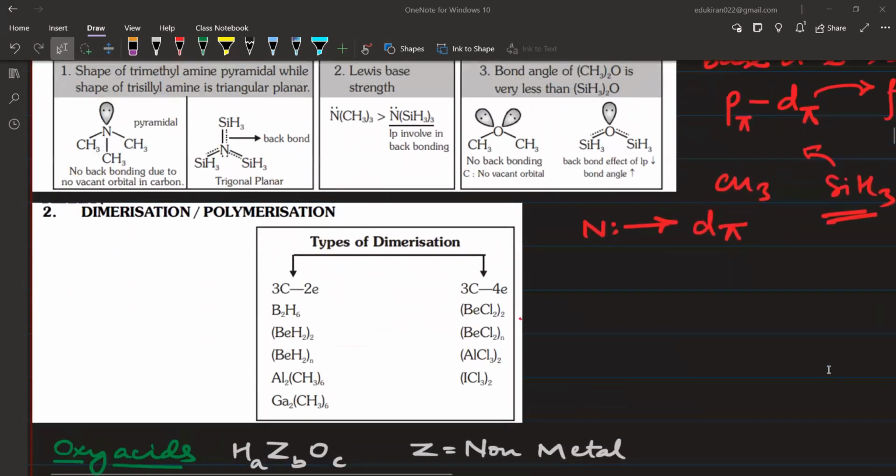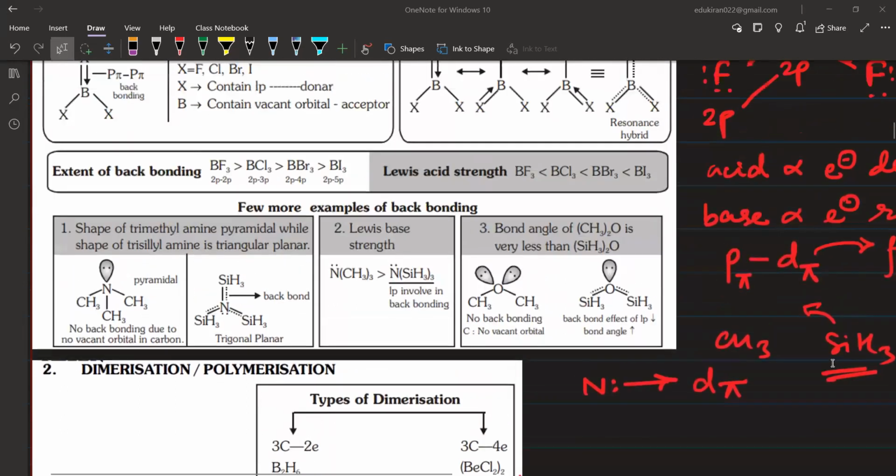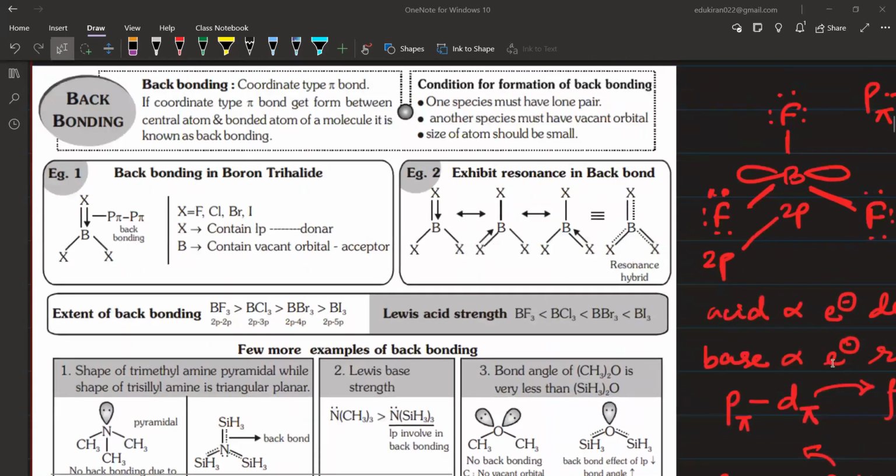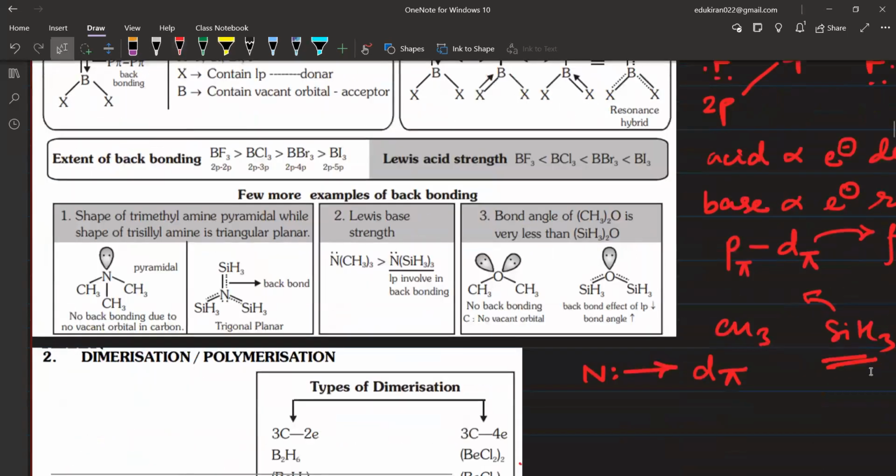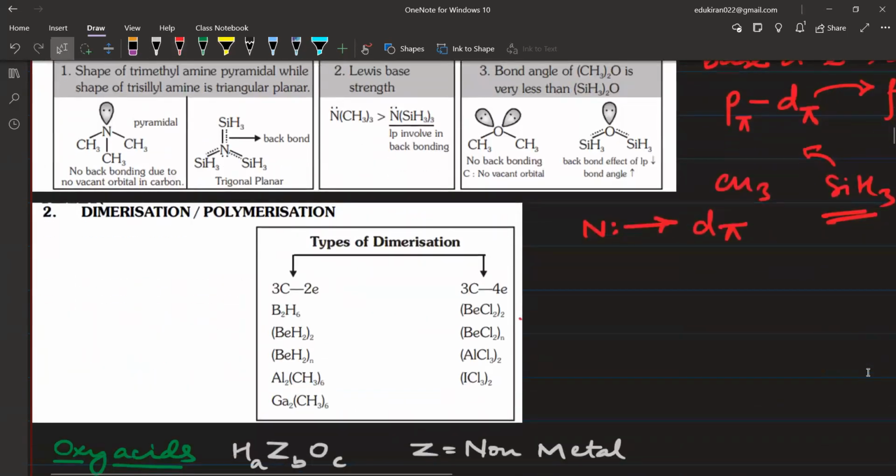See. Next we have dimerization and polymerization. Okay, one more thing to look at here. Back bonding happens. Why does it happen? It happens because of electron deficiency, right? What is happening in boron, why is it happening? Because of electron deficiency it is happening. Okay? So one is back bonding, by which electron deficiency can be removed. The second is, we can have dimerization.